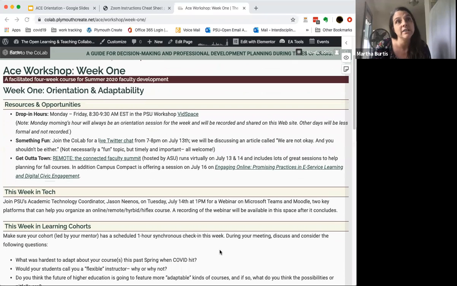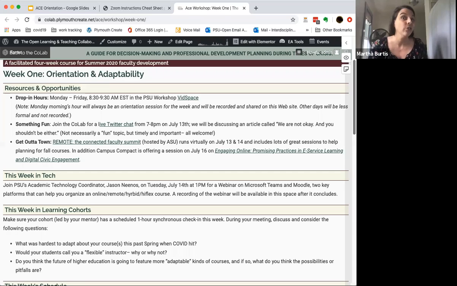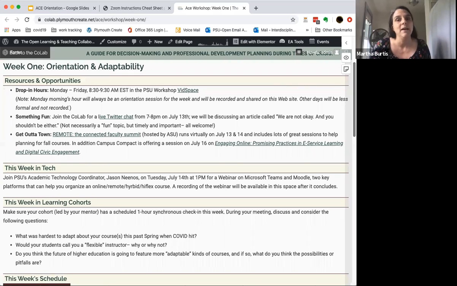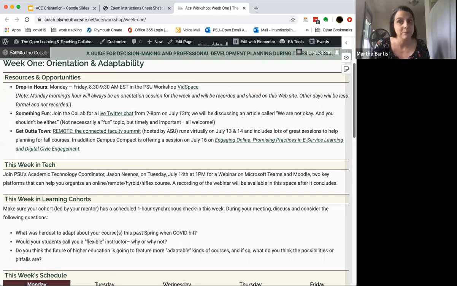Jason will be leading our tech session tomorrow, Tuesday the 14th at 1. It's going to be on Microsoft Teams and Moodle. So not so much an orientation to using Teams for the workshop, but an orientation to how you could use Teams for your own courses this fall, as well as Moodle, our learning management system. Two really key platforms when we're thinking about the value this week of adaptability and how the technology that we choose can underpin or thwart our efforts to be adaptive. So thinking about Teams and Moodle as spaces and tools that can really foster our adaptive techniques and approaches in our classes.